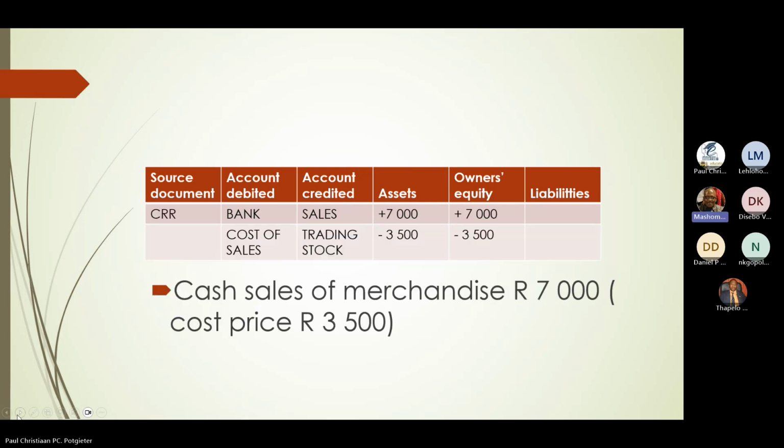On the next transaction, again, we look at the transaction now of the trading business. Remember, this one is the new one in grade 9. Cash sales of merchandise, 7,000, the cost price 3,500. What must come into your mind, learners?